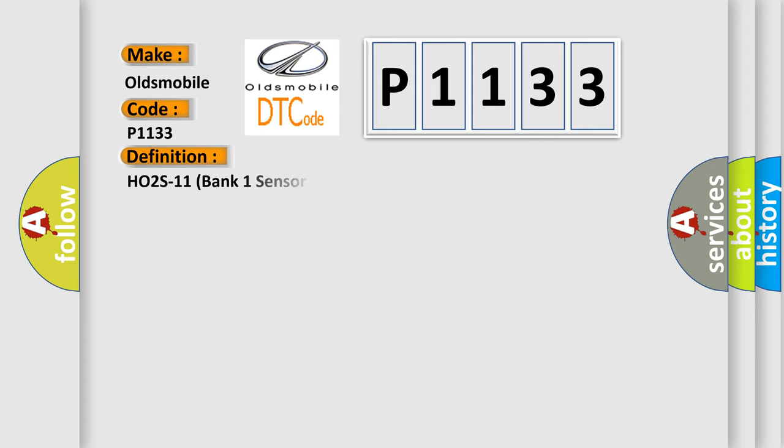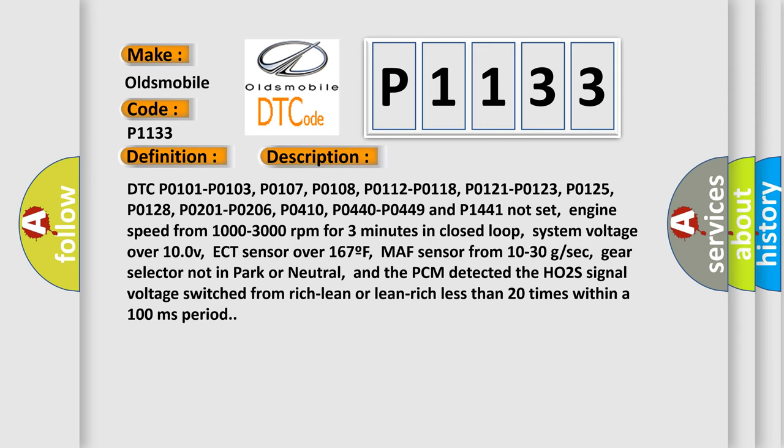The basic definition is HO2S11 bank 1 sensor 1 insufficient switching. And now this is a short description of this DTC code. DTC P0101, P0103, P0107, P0108, P0112, P0118, P0121, P0123, P0125, P0128, P0201, P0206, P0410, P0440, P0449 and P1441 not set.